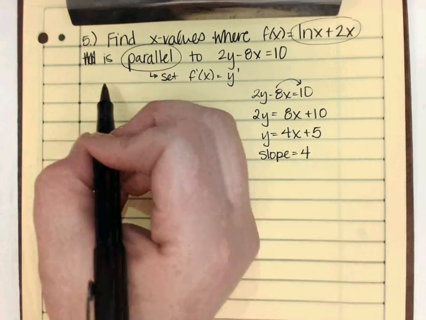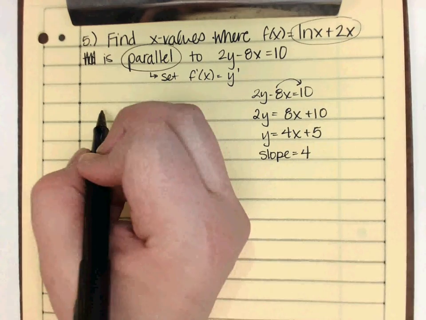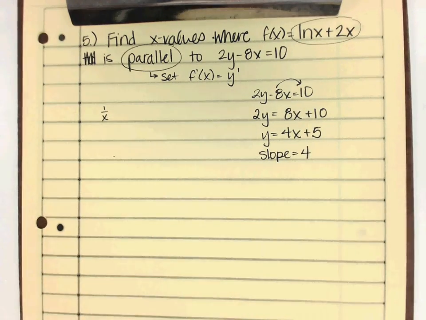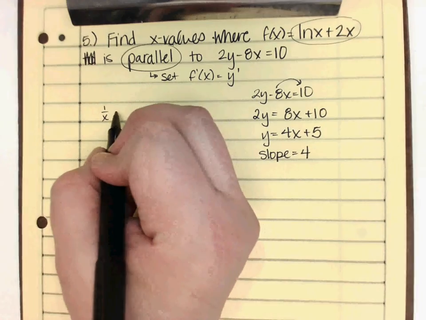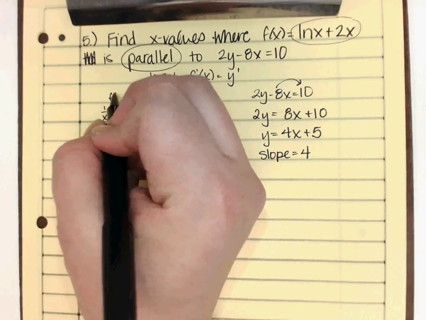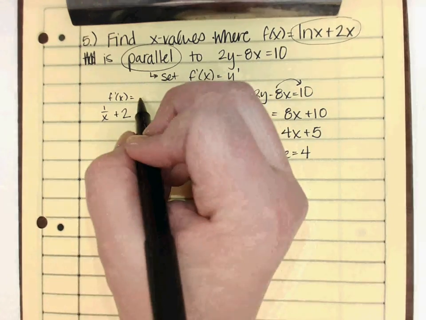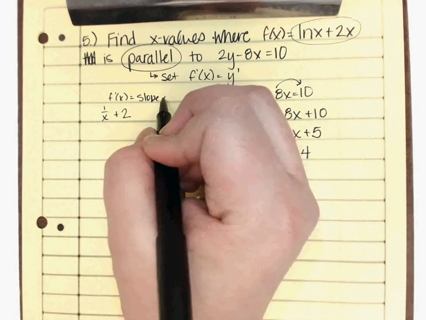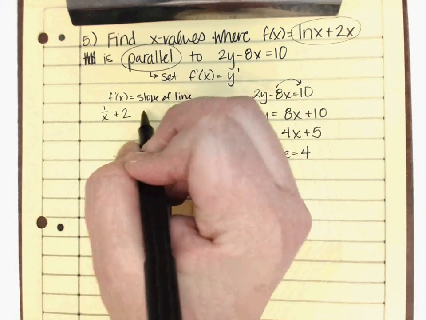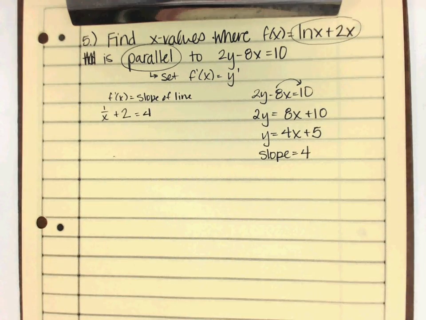Good job, Jenny. Okay, derivative of ln x is 1 over x. What's the derivative of plus 2x? Plus 2. Okay, this is f prime of x. And then I'm setting it equal to the slope of the line, which was 4. So 1 over x plus 2, how do we solve?